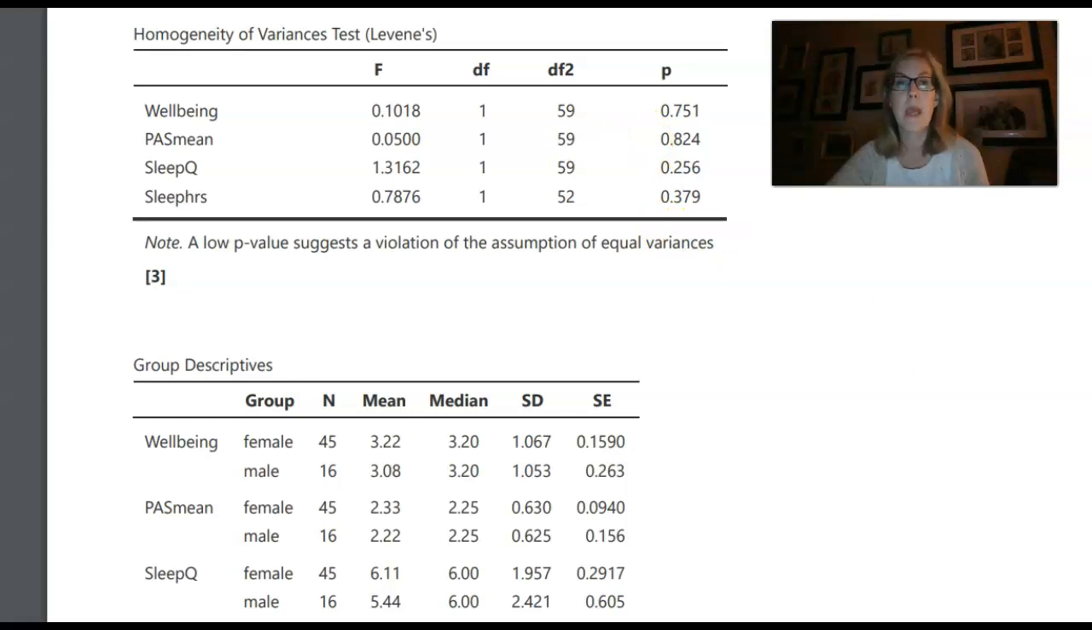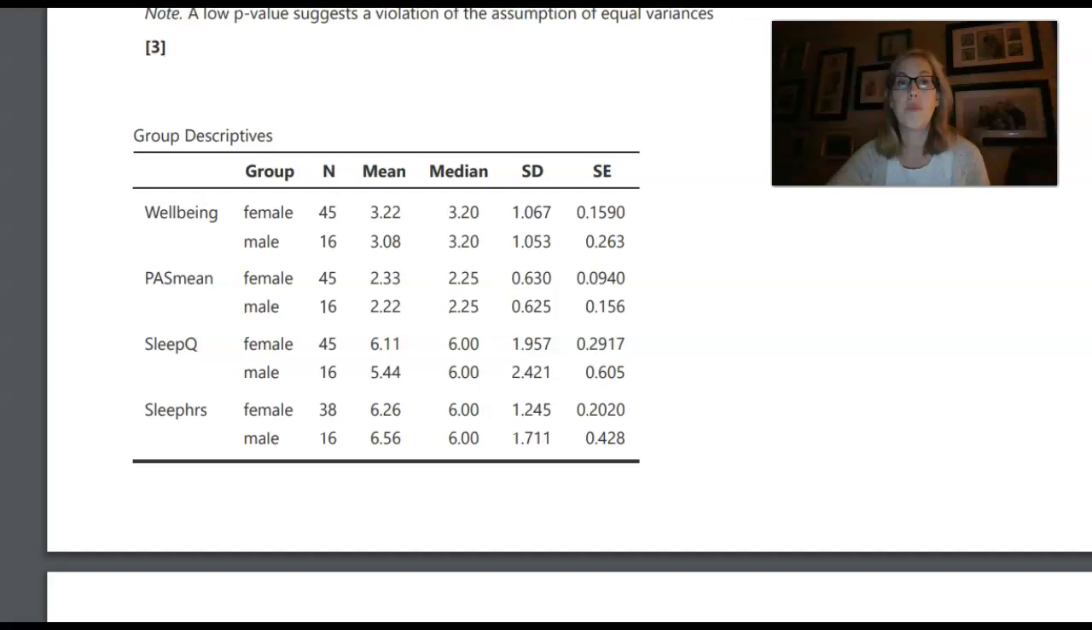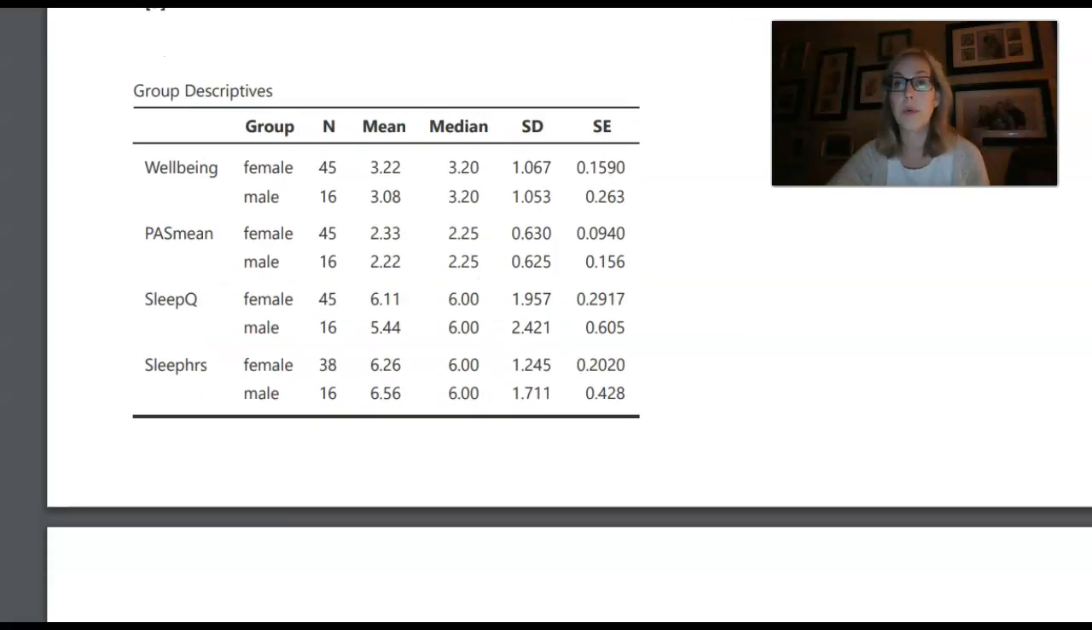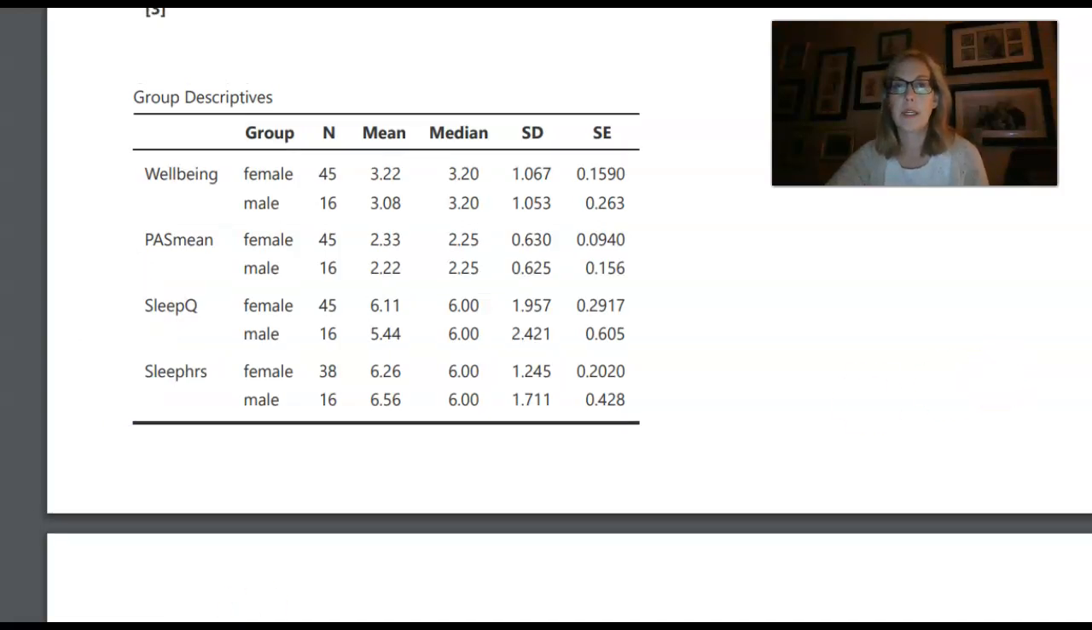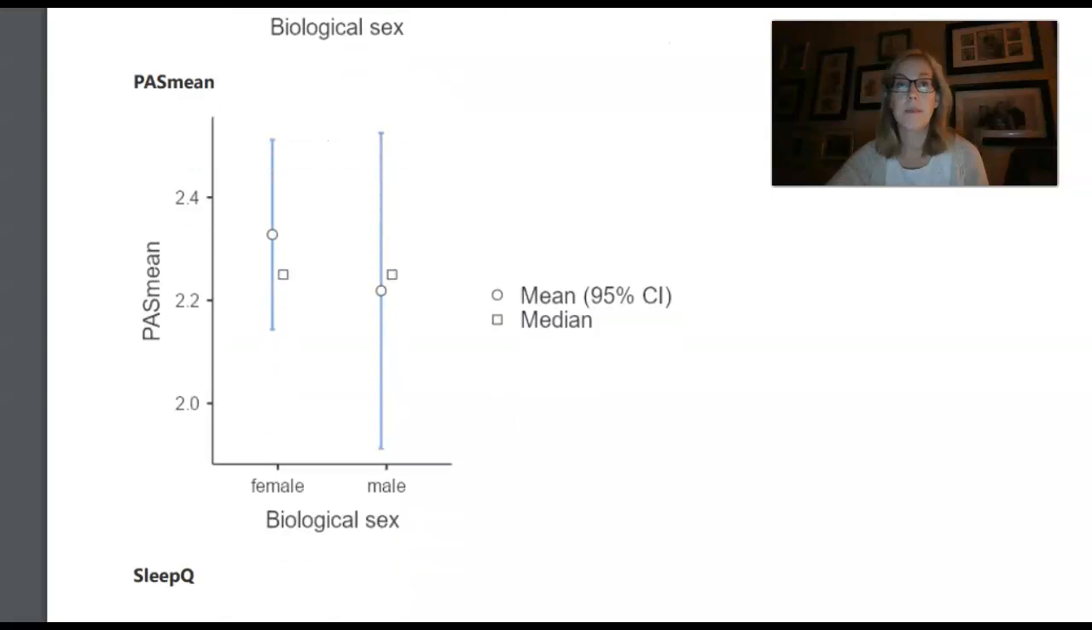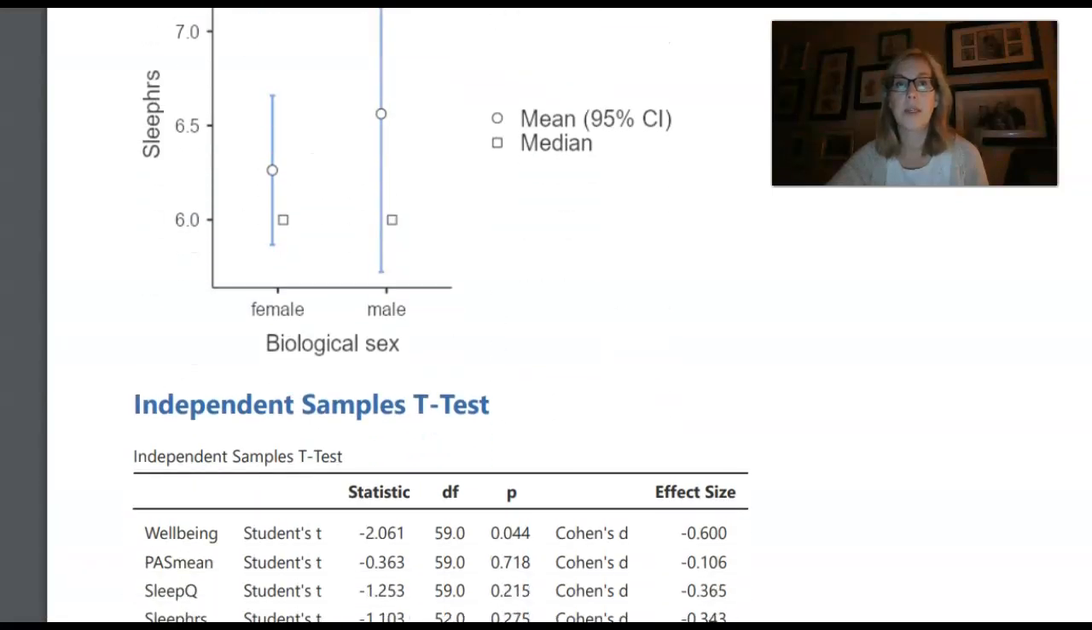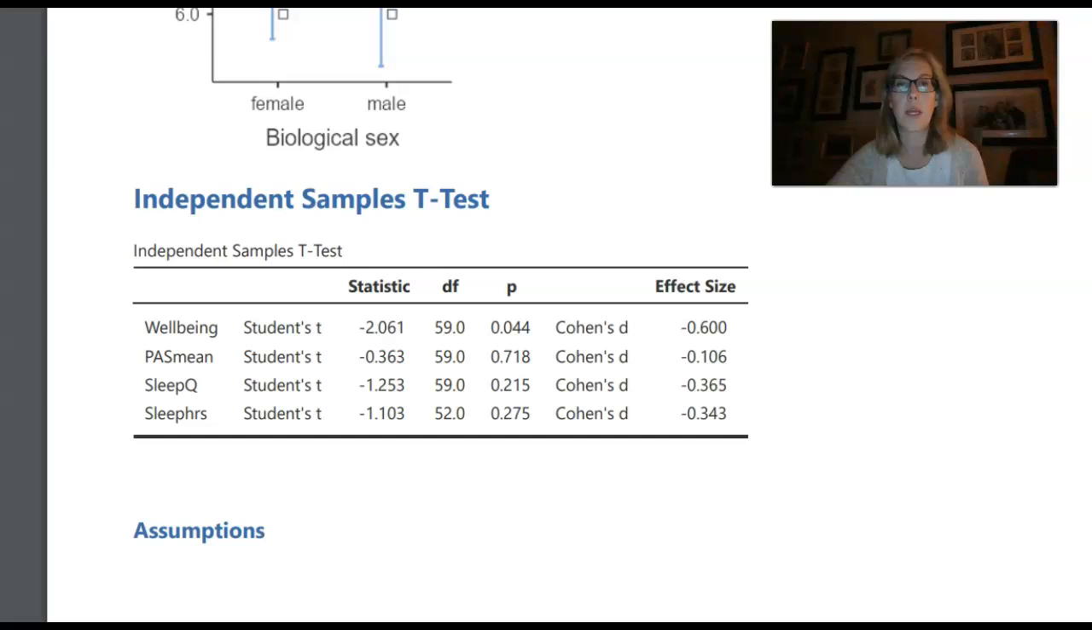That was good. When you report your t-test, you're also going to report the descriptives for the two groups. If you're reporting well-being, you would report these, or perceived anxiety, or the sleep quality, or the sleep hours, and you would identify what was appropriate. The next section is the graphs. You can see the graphs for our 4 DVs. Again, you're just focusing on one.